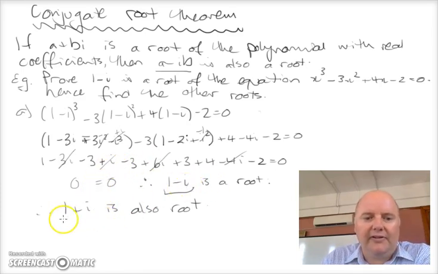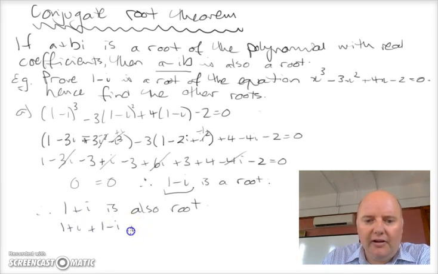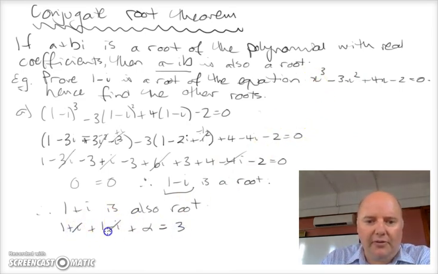Now, the beauty about conjugates is that when you add them together, the i's disappear. So let's have a look at the sum of the roots taken one at a time. The sum of the roots taken one at a time is minus b on a. So it's 1 plus i, that's one of the roots, plus 1 minus i, plus alpha equals minus b on a. b is minus 3, so negative negative makes that a positive, over a, which is 1. So that cancels. We get 2 plus alpha equals 3, so we get alpha equals 1.